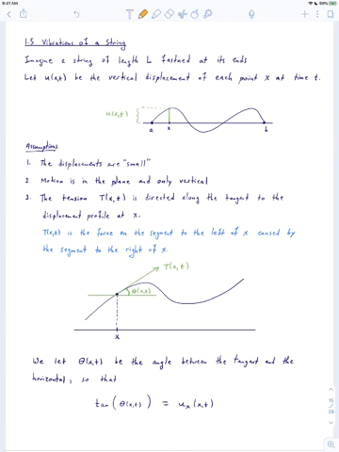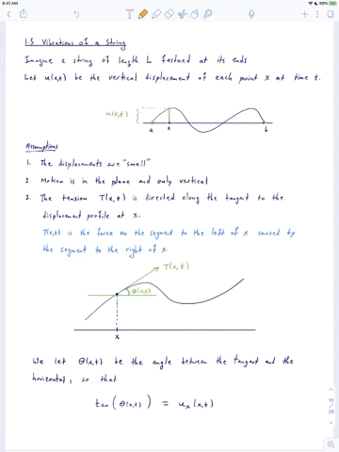In this video, we'll look at the lecture notes for section 1.5 on vibrations of a string. Imagine a string of length L fastened at its ends. So this string here has length L, and we're imagining that its ends are fastened at the two endpoints, which we're calling here A and B.